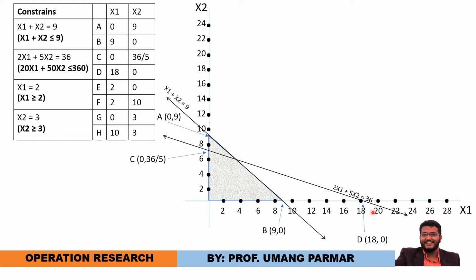So on the x1 axis, the point 18, if I am joining this point C and D, so I will have the one line, and this line is representing 2x1 plus 5x2 that is equal to 36. But again, this constraint is not about the equal to 36. Originally this constraint is about less than or equal to 36. So I need to mention the region, and here also we are having the region that is below the line. So this is going to be my region for the second constraint.